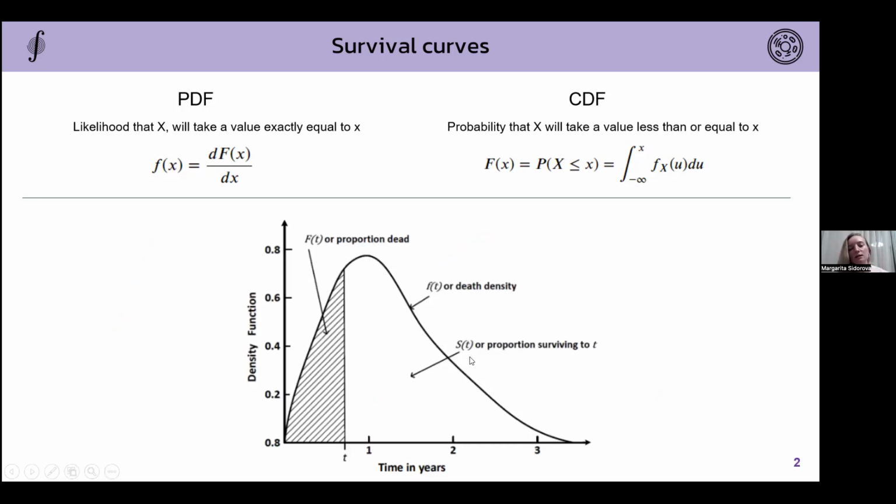On this slide, you can see all these functions depicted in one picture. Again, we are talking about the death density and the probabilities, which are the death probability, like the proportion of death, the area under the curve, and the survival probability, or the proportion of surviving patients up to some time t.